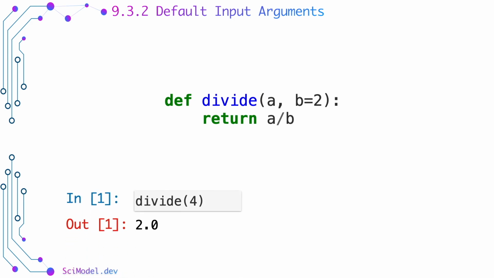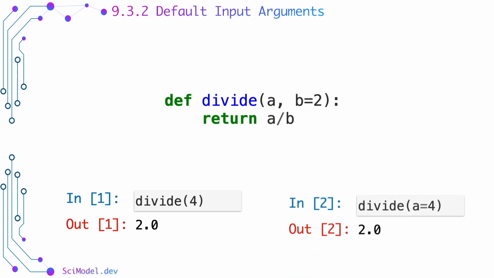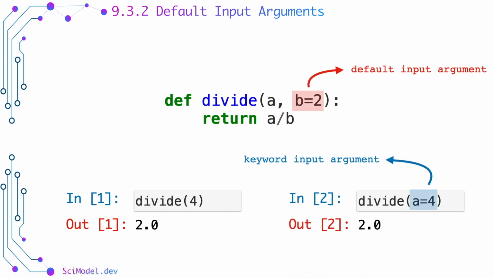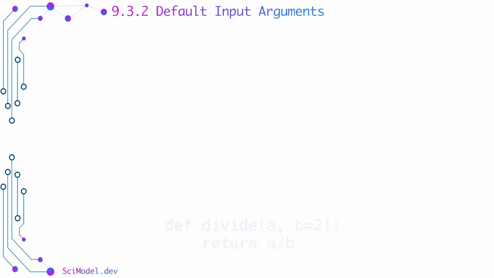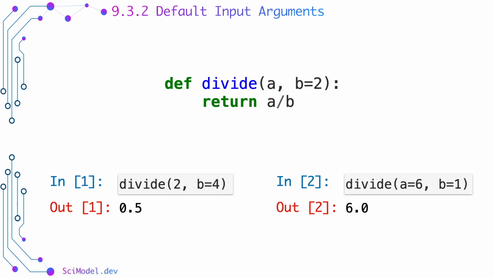It is important to not confuse keyword input argument with default input argument. Keyword input argument's value is created when you call the function. However, the default input argument value is created when defining a function. It is important to note that the default value can be modified in the function call using a keyword input argument, although it had an assigned value in the function definition.